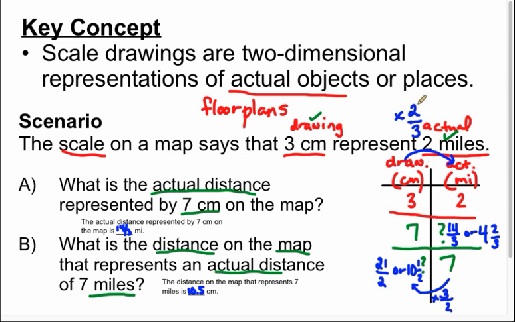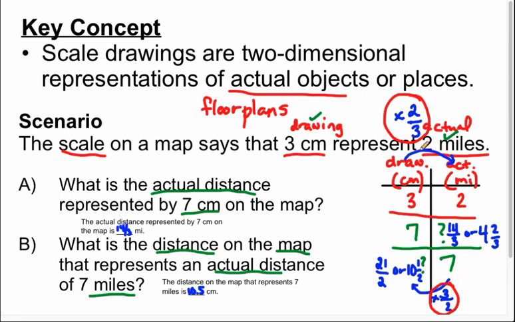So if you notice something about these numbers, these scale factors that I've multiplied by, anytime you want to go from actual to drawing, and then from drawing to actual, the scale factors are going to be what we call reciprocals of each other. Reciprocals are numbers that multiply each other to equal a product of 1. So if you had to multiply 2/3 by 3/2, you'd get 6/6, which is equal to 1.